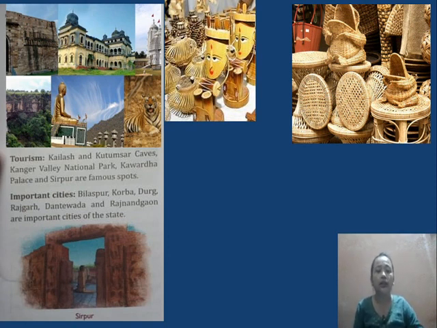Kailash and Kutumsar caves, Kanger Valley, the national park and other places are the famous spots of Chhattisgarh. The important cities are Bilaspur, Korba, Durg, Raigarh, Dantewada and Rajnandgaon. Those are the important cities of the state.